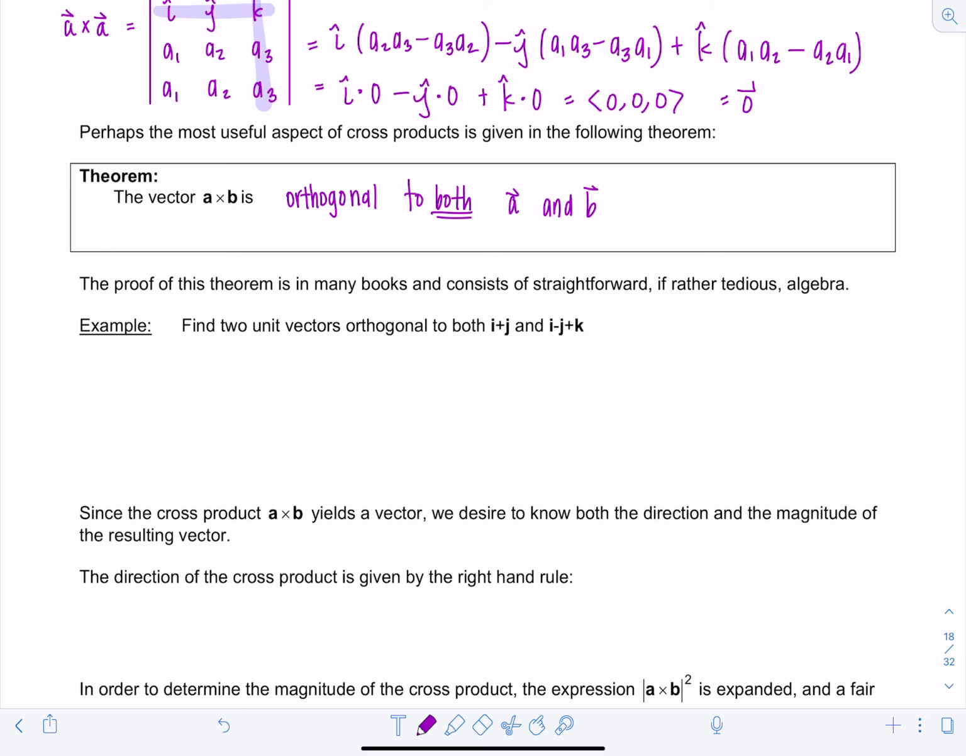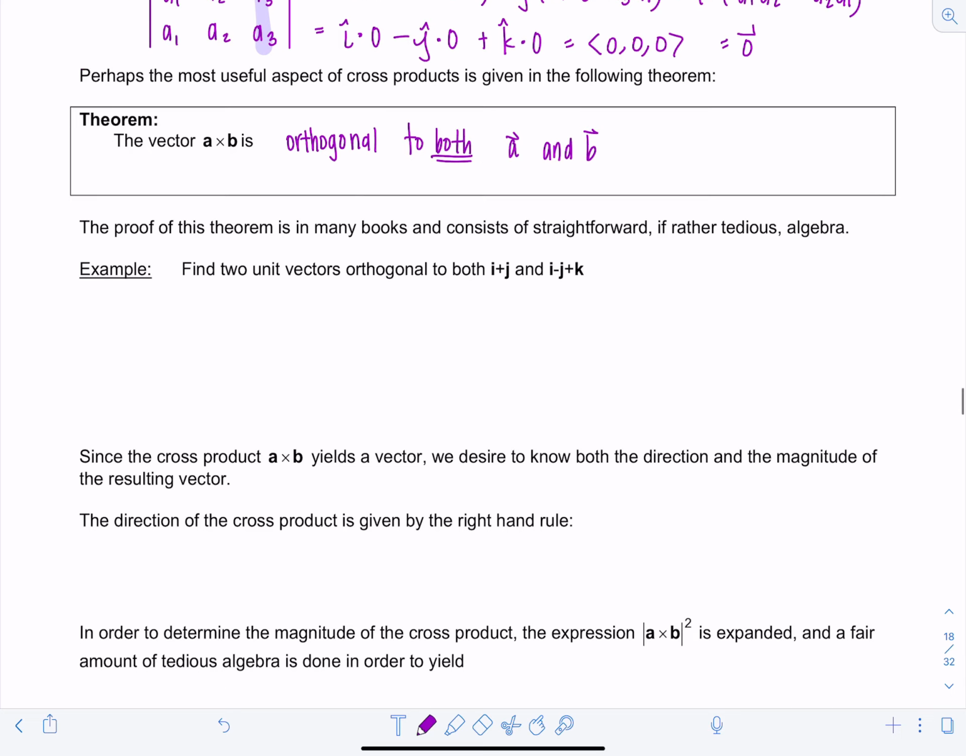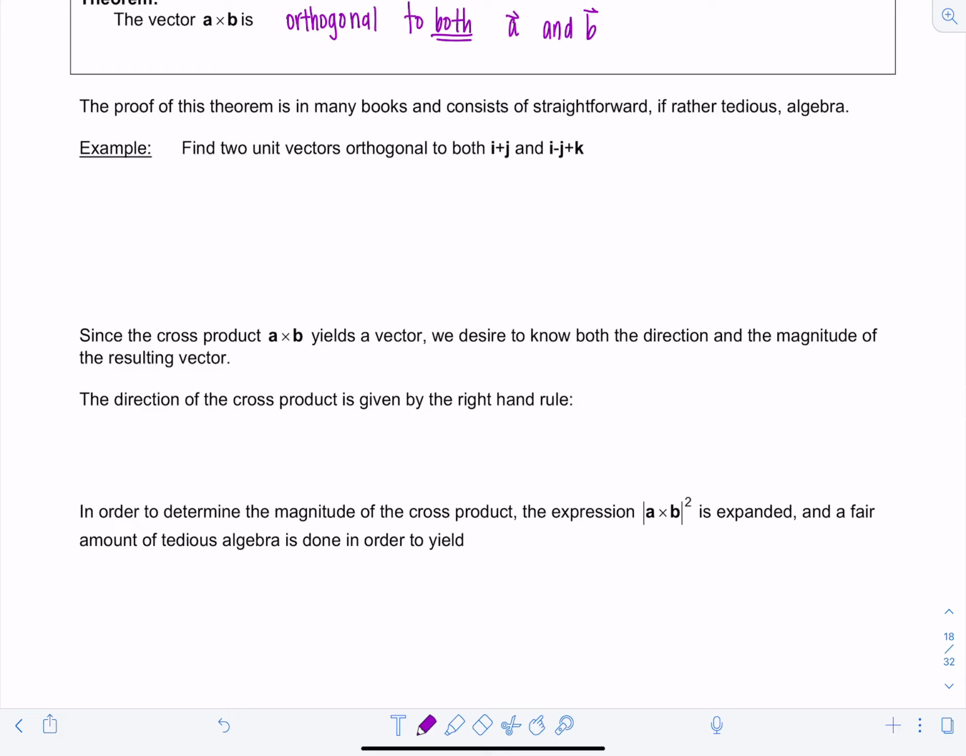But say you were asked the following problem. Find two unit vectors that are orthogonal to both i hat plus j hat, and i hat, excuse me, minus j hat plus k hat. So we need two unit vectors that are mutually orthogonal to both these vectors. So what I'm going to do is take their cross product. Okay, let's use my little shortcut. You're going to love it.